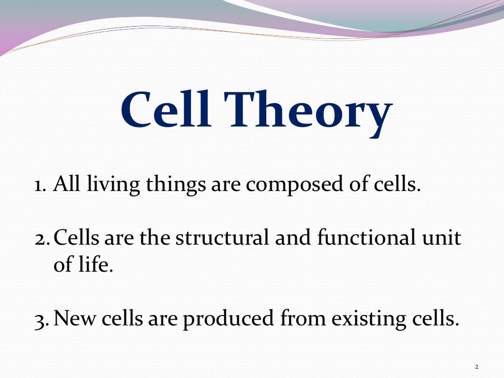And now we're on to objective number 2, which asks you to explain the cell theory. The cell theory is composed of 3 important parts. Number 1, all living things are composed of cells. Number 2, cells are the structural and functional unit of life. And number 3, new cells are produced from existing cells.